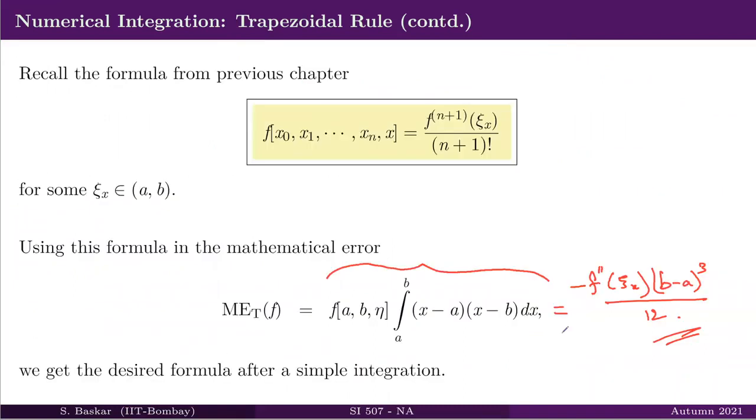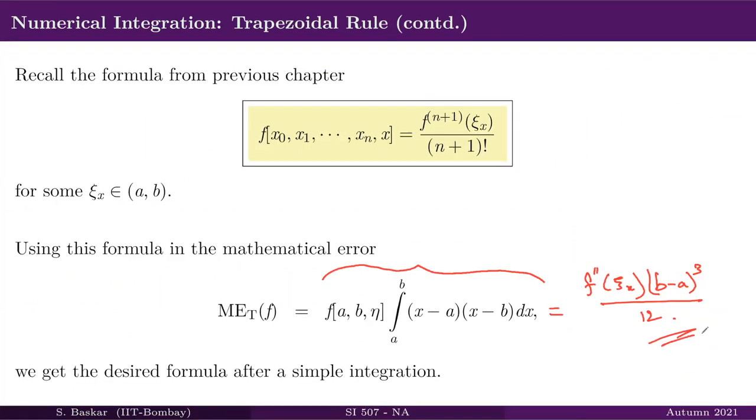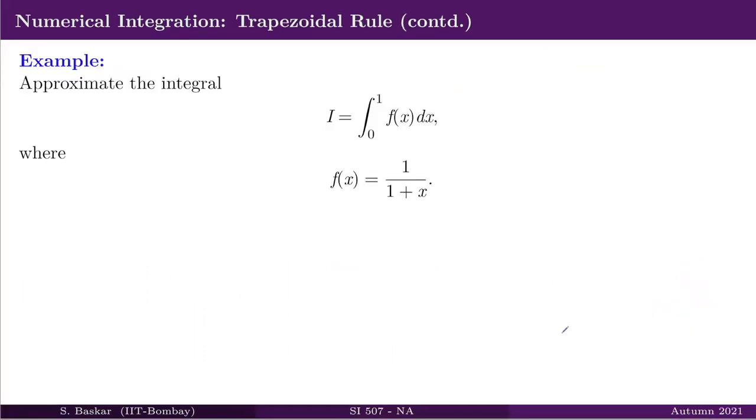Maybe in the statement, xi x is denoted by eta. Please note this difference also. And this completes the proof of the theorem. Let us take an example.